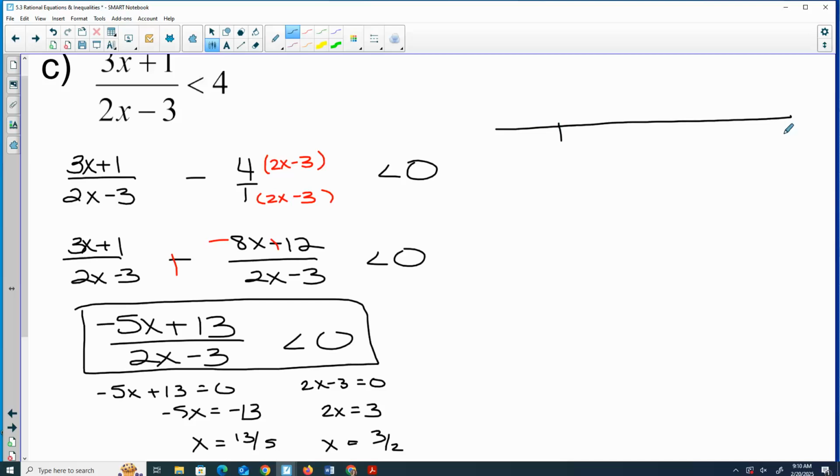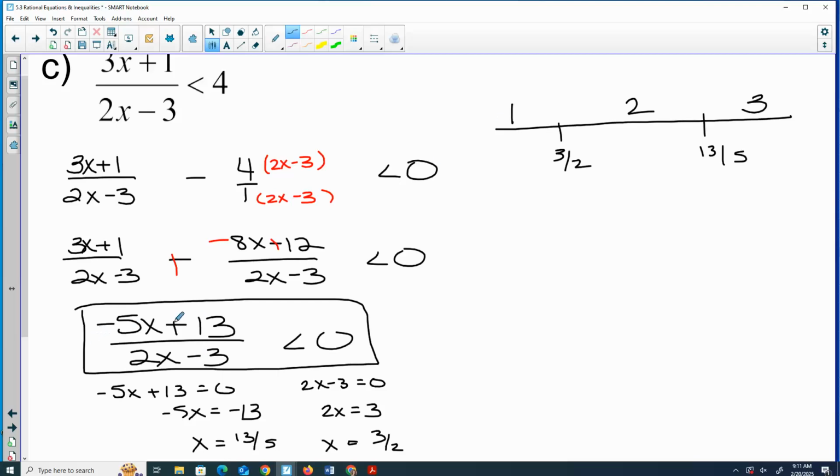13/5, that's like 2.6, so it's bigger. 3/2 is 1.5. So test points: smaller than 3/2? In between? And bigger. So I'm putting these into my fraction.